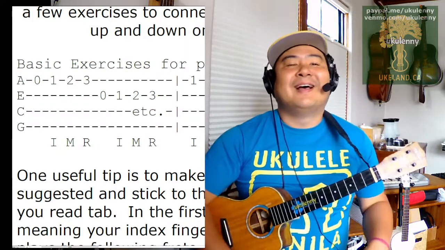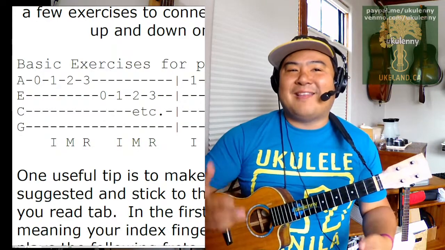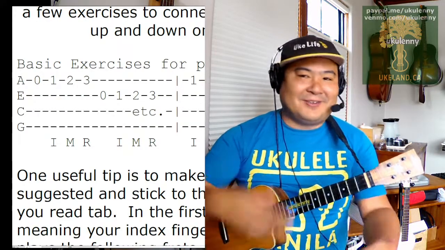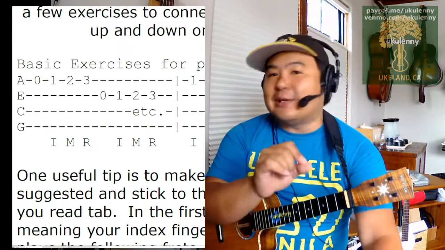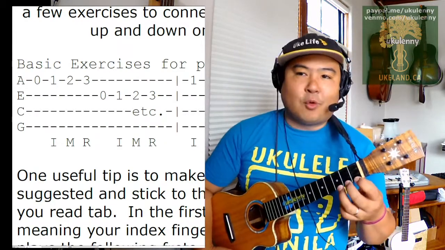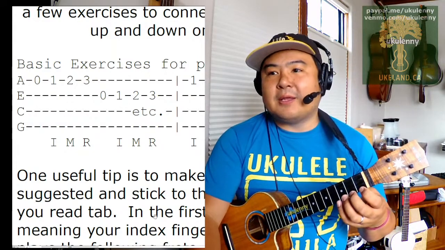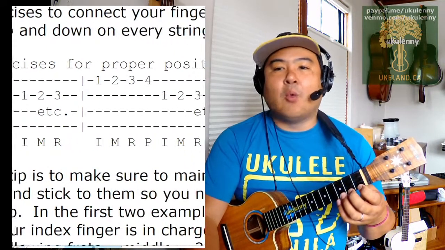You want to play on that level, and the only way to do that is to repeat. So there's 0, 1, 2, 3. Always use the same fingers: index, middle, ring for 1, 2, 3. And if you go on, you will also do the same for 1, 2, 3, 4.